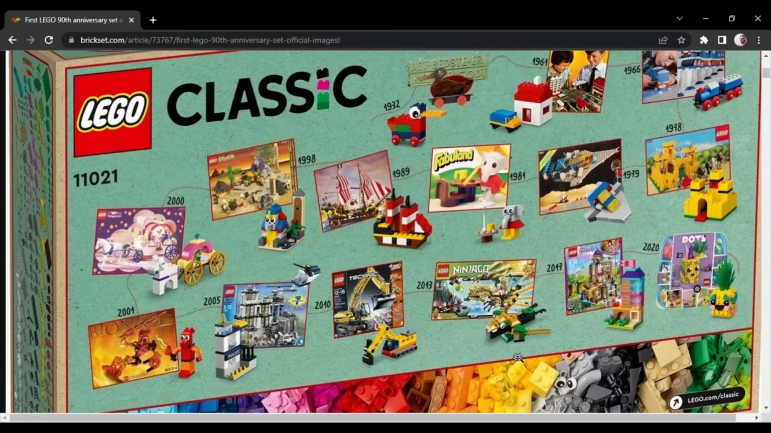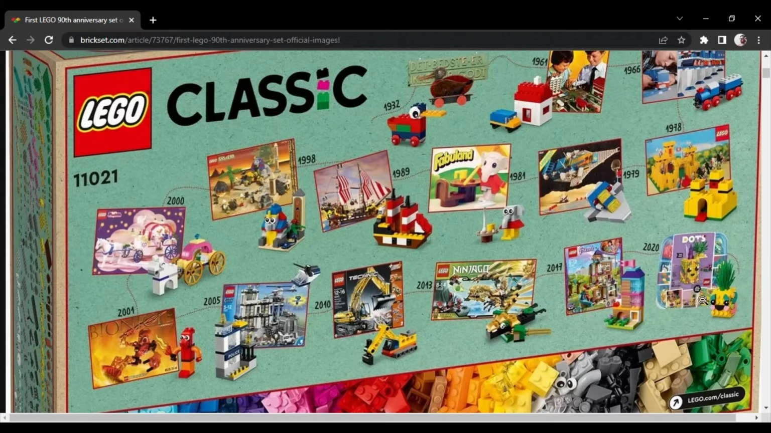So Technic there, Ninjago, of course, which I'm not a huge fan of, but there's no question that it is incredibly popular and it does actually have some good sets, especially some of the more recent ones have had some really interesting building techniques and things like that. Friends, of course, and Dots.